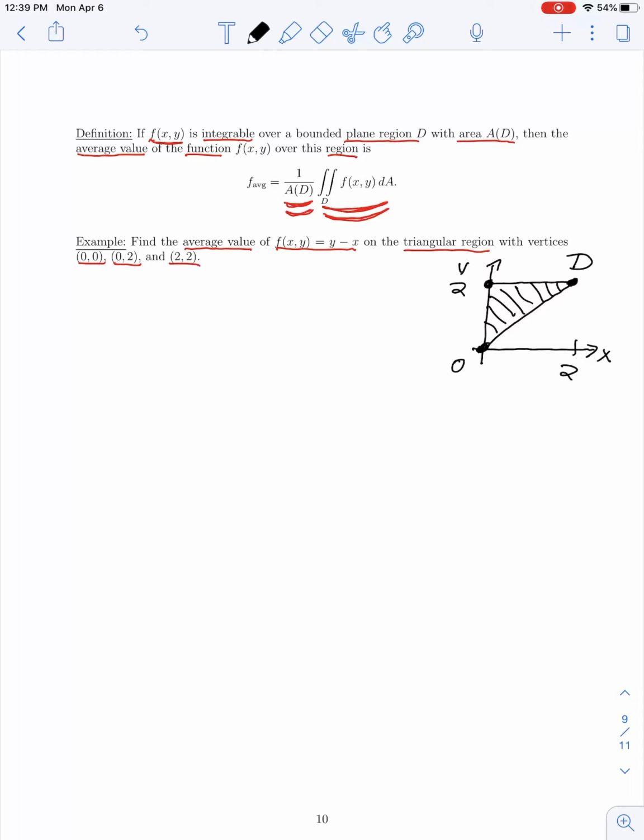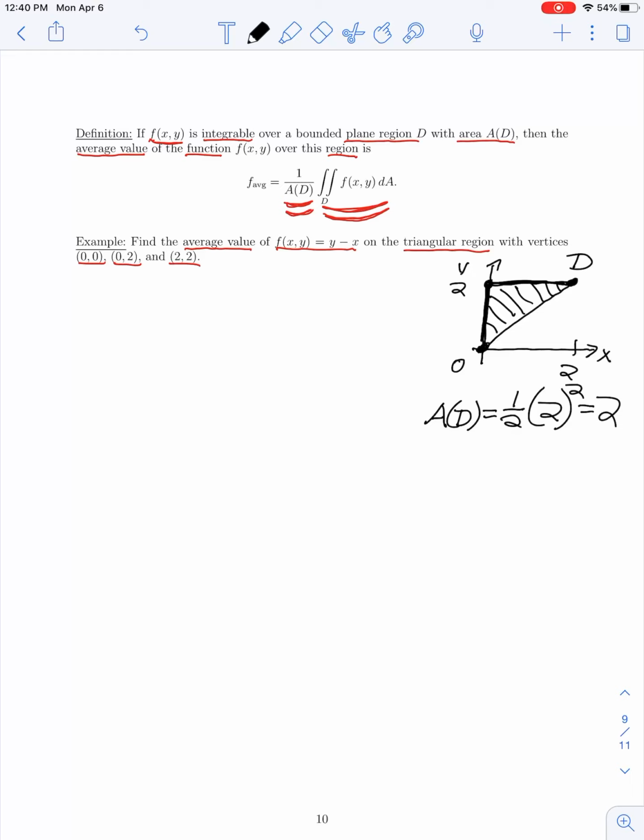So we know to calculate the average value of a function over this region D, we need to find its area. So below, let's compute the area of D, which is the area of a triangle. So here 1/2 base times height, and here both the height and the base of our triangle are 2. So we've got 1/2 times 2 squared, which leaves us with an area of 2 for that region.